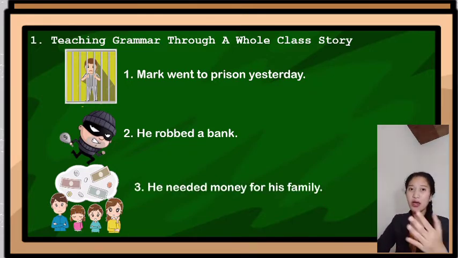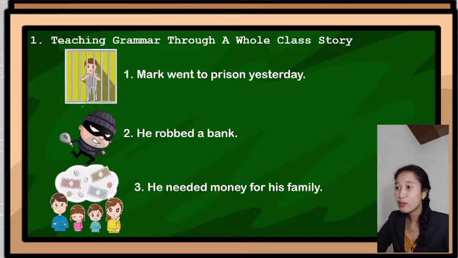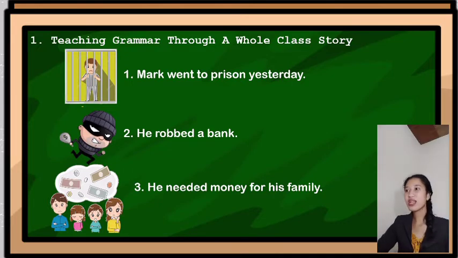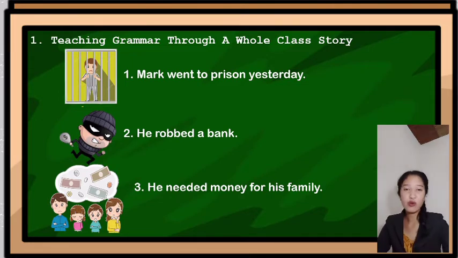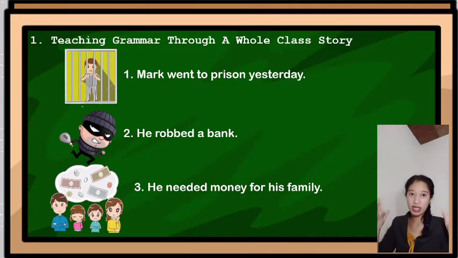Okay, that is why what we're thinking is correct. You're very good. He needed money for his family. So that is why Mark went to prison yesterday, because he robbed a bank. And why did he rob a bank? Because he had the urge to rob a bank, because he didn't think of anything which will help his family, for he needed money for his family. That is why. So that's the example of teaching grammar through a whole class story. You put an illustration and you give a story out of the topic.